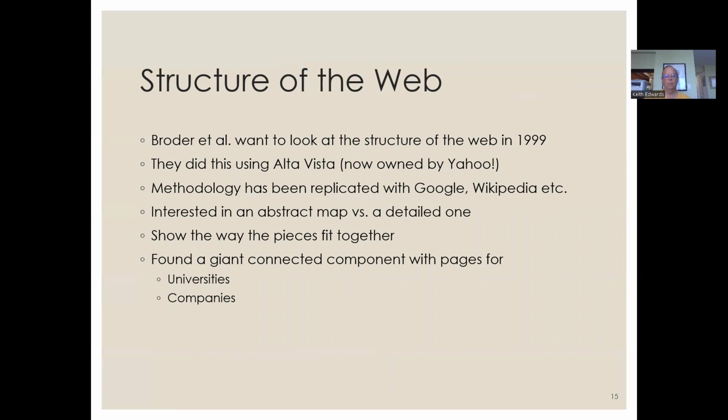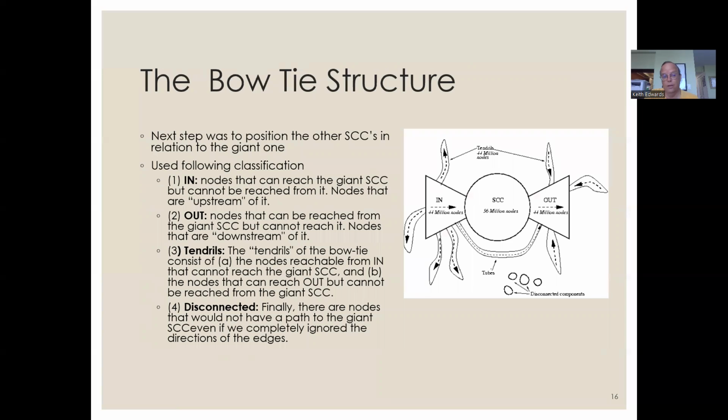And they particularly wanted to look at the way that the pieces fit together, and they found a giant connected component with pages for universities, companies, and government websites that were all connected to one another. So that was the giant component, and it was a directed giant component that was strongly connected. So the next step was to take the stuff in the other strongly connected components in relation to the giant one. And they basically classified them in the following way.